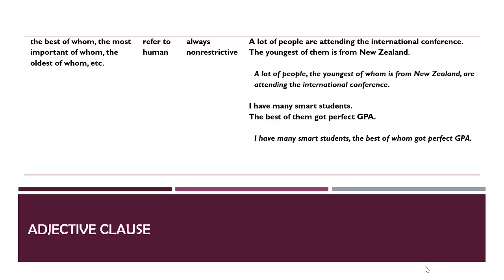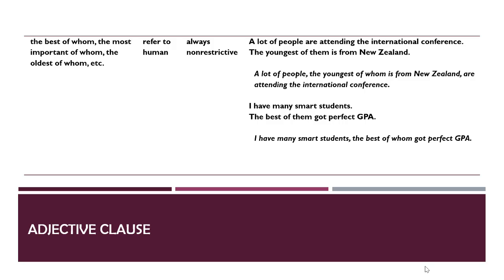For the next example: I have many smart students. The best of them got perfect GPA. I have many smart students, the best of whom got perfect GPA.